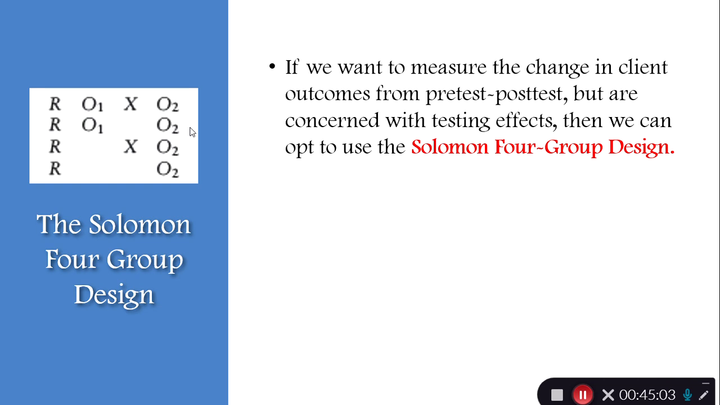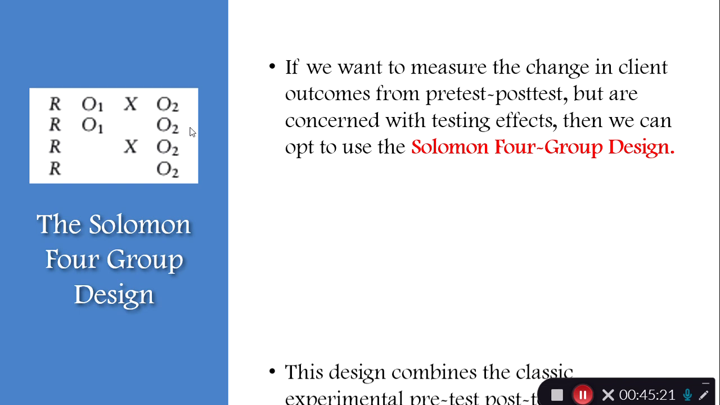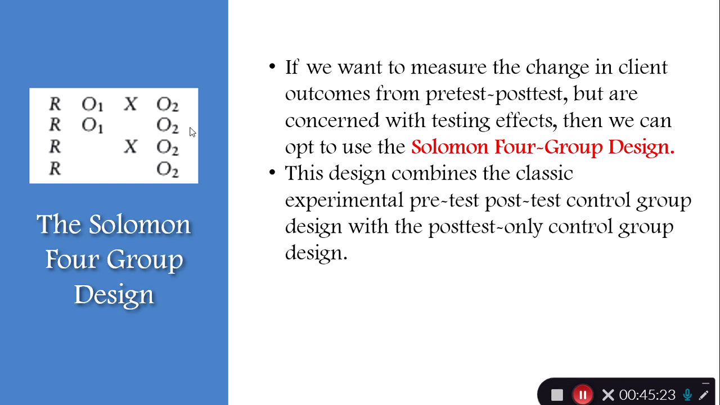And then our next design is the Solomon 4 group design. This is a very fancy, sophisticated kind of experimental design where, if we want to measure the change in client outcomes from pre-test to post-test, but we're concerned with testing effects, then we can opt for the use of the Solomon 4 group design.